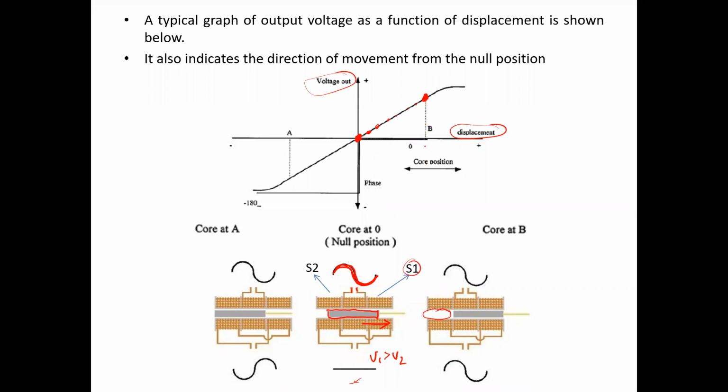If we move the iron core beyond this point, then the variation becomes non-linear and it almost gets saturated. And if we consider the phase, as V1 is greater than V2, V out is going to be positive, and for this portion of the movement of the iron core, the phase difference between the output and the input is 0 because they are in phase. If the same y-axis is used to represent the phase difference between the input and the output, then that can be represented through this horizontal line.